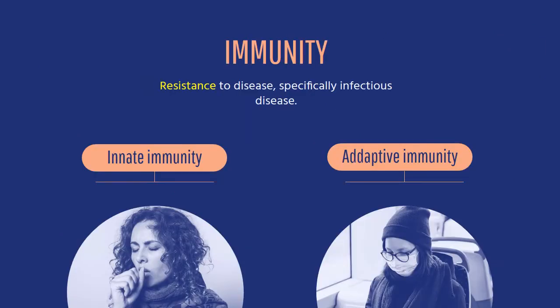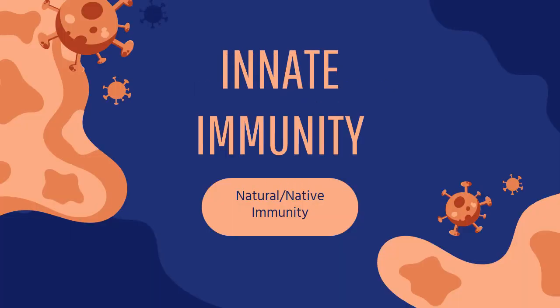Okay, here I'm gonna explain about immunity. Immunity is defined as resistance to disease, specifically infectious disease. Our immune system consists of two basic types of immunity. The first is innate or natural immunity and the second is adaptive or acquired immunity. I'm gonna start from innate immunity.